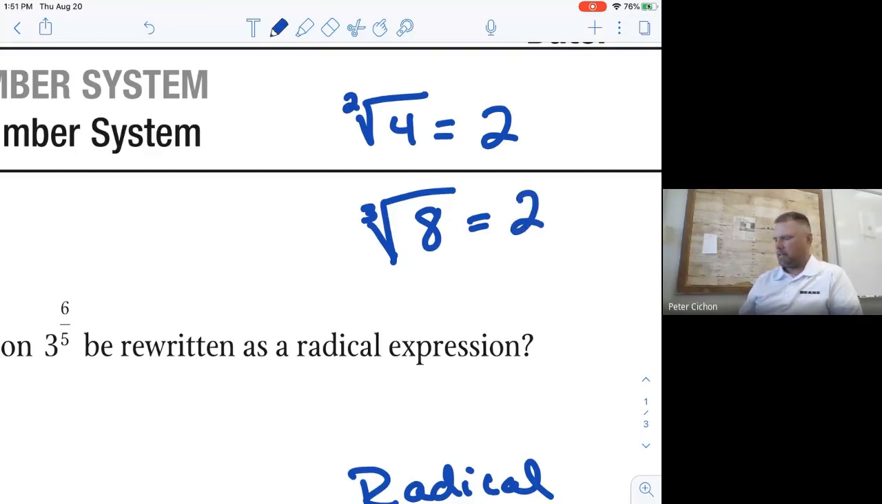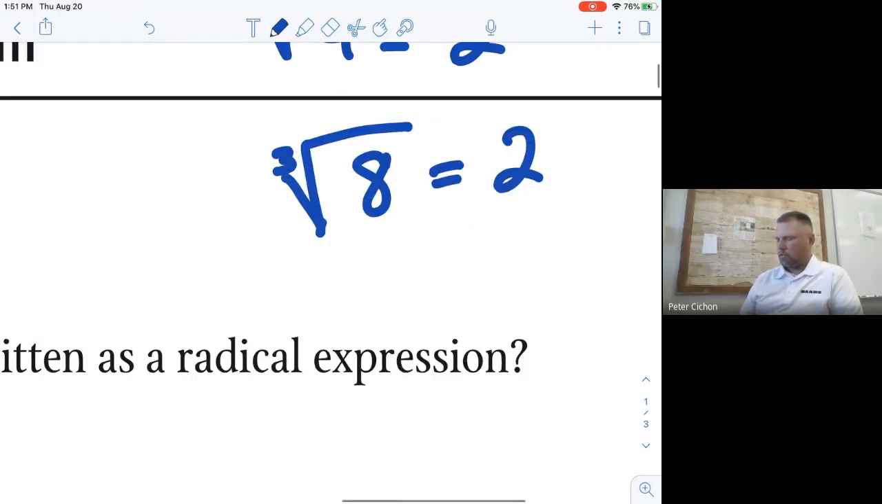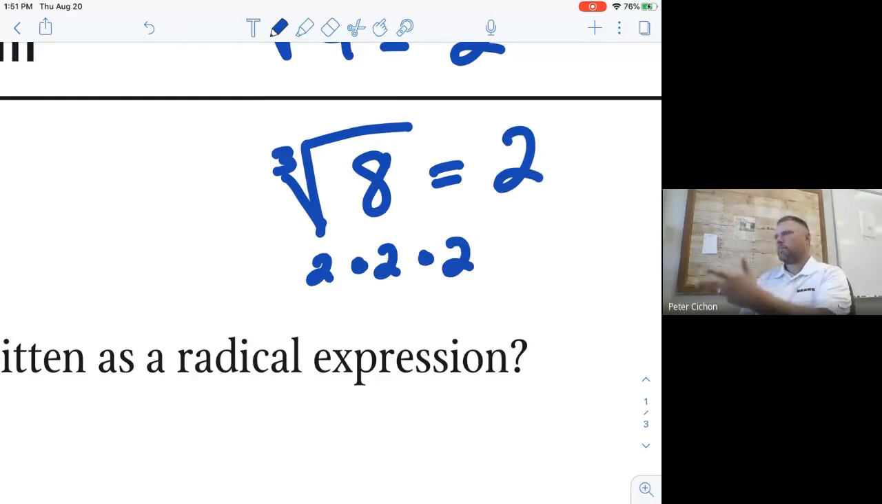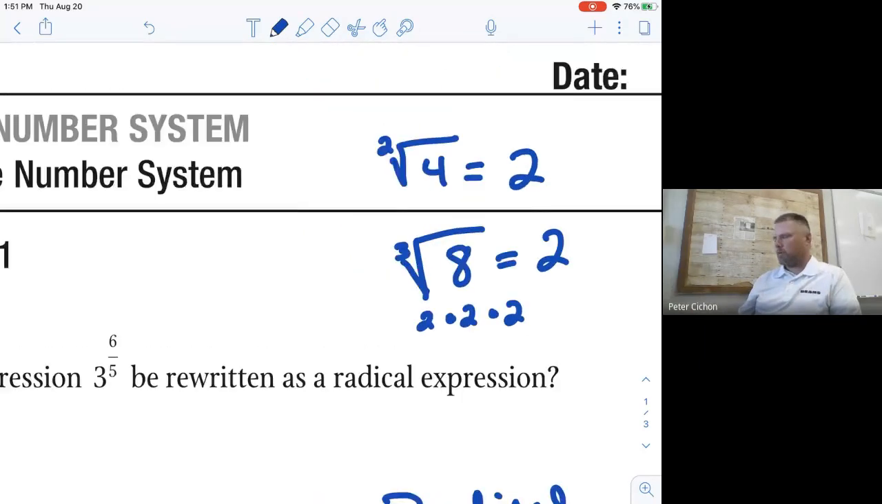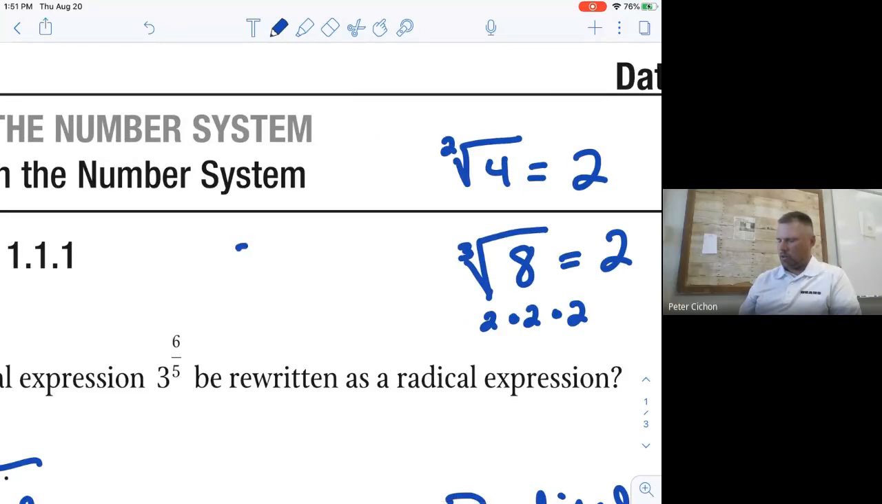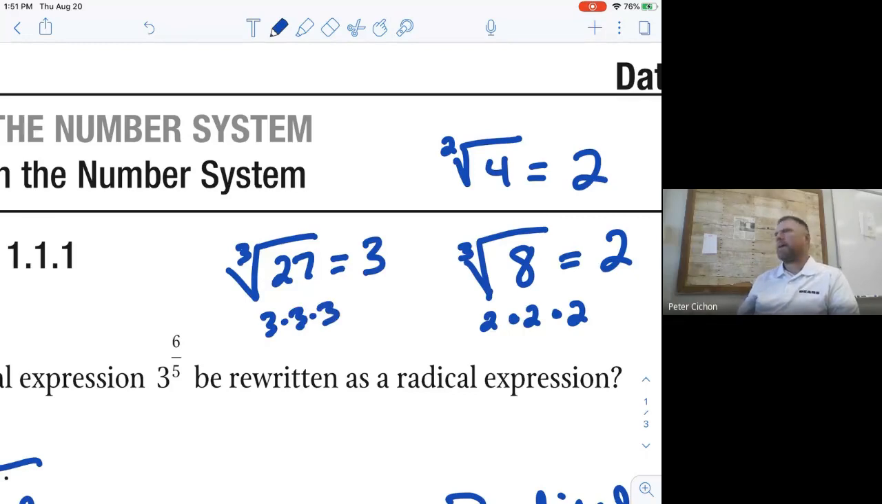Here's what that means. The third root means 2 times 2 times 2 is 8. Three 2s. 2 times 2 is 4, 4 times 2 is 8. So three 2s make 8, and the third root of 8 is 2. It's common that we talk about square root, but it doesn't have to be square root. The third root of 27: 3 times 3 is 9, 9 times 3 is 27. So it's 3, because 3 times 3 times 3. That number could be anything.